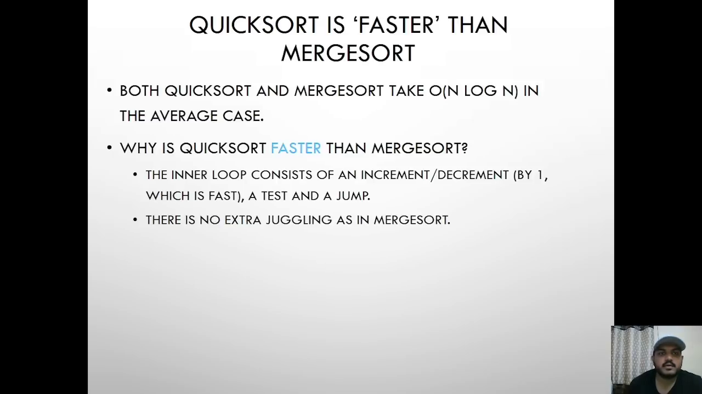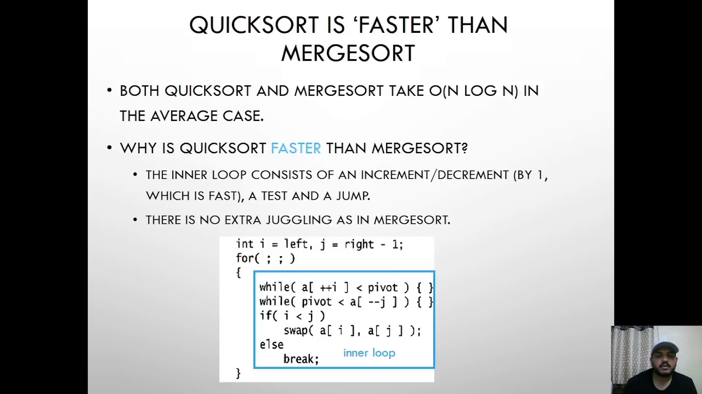One more slide is left: Quicksort is faster than Mergesort. Both Quicksort and Mergesort are n log n in the average case. Why is Quicksort faster than Mergesort? The inner loop consists of increments and decrements by one, which is faster, and there is no extra copying as in Mergesort. So here is what you see in the inner loop.